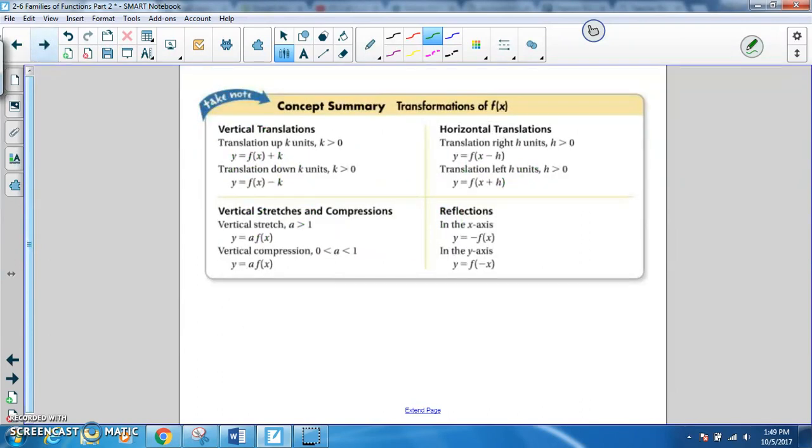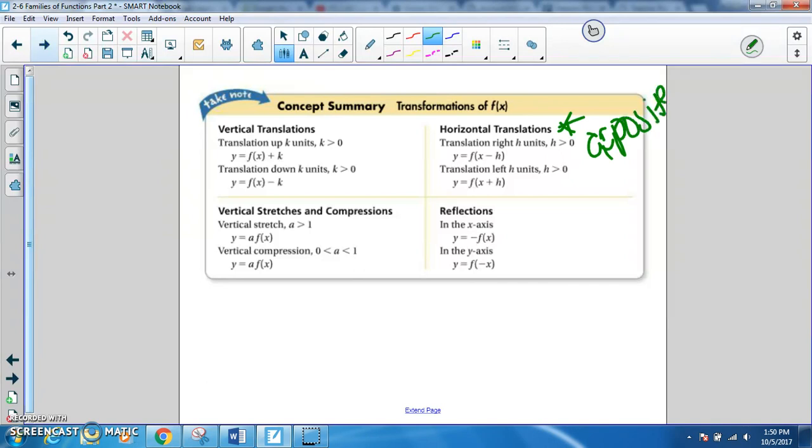Please make sure you have all of this information written down. This is a summary of all of our transformations of f of x. Vertical translation, if we add, we go up. If we subtract, we go down. Horizontal translation, if we subtract, we go to the right. If we add, we go to the left. Because this was opposite.